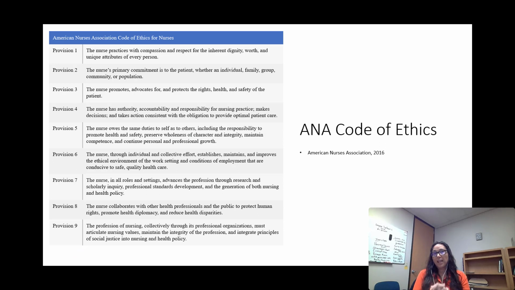Here's an example of the ANA Code of Ethics. I highly recommend you go through it. The beauty of it is the American Nurses Association has not only a code of ethics, but also interpretive statements. This is important because your employer expects that as a BSN prepared nurse, you will know where the code of ethics is, how to understand it, and how to apply it.